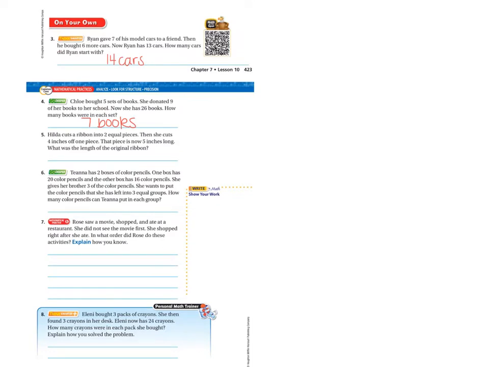Number 4 is similar to number 3 in that we have to work backwards. Your clue here is this sentence, now she has 26 books. If we go back and look at number 3, we see a very similar sentence here. Now Ryan has 13 cars. So that word now is kind of telling us that we should work backwards if we want to figure out how many books were in her sets originally before she gave the books away.